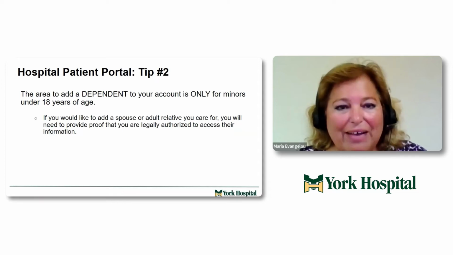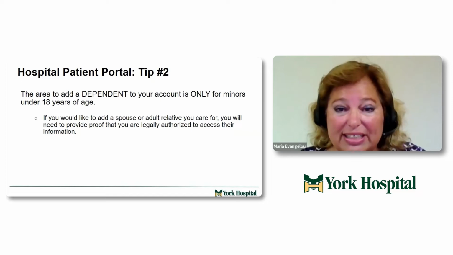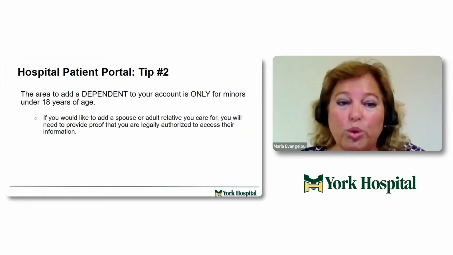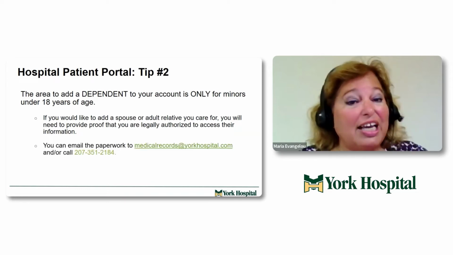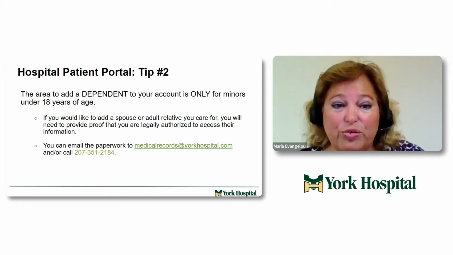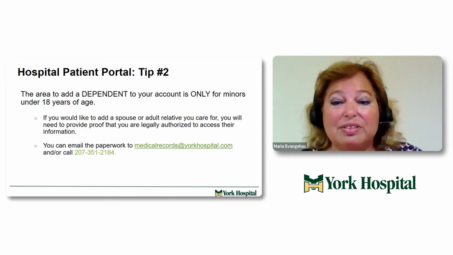If you do have the legal right to view the records of a spouse or an adult relative, you will need to get that legal paperwork to the medical records department so we can have that on file. You can either email that paperwork to the email site on your screen, or you can call the medical records department if you need to discuss or have any questions.